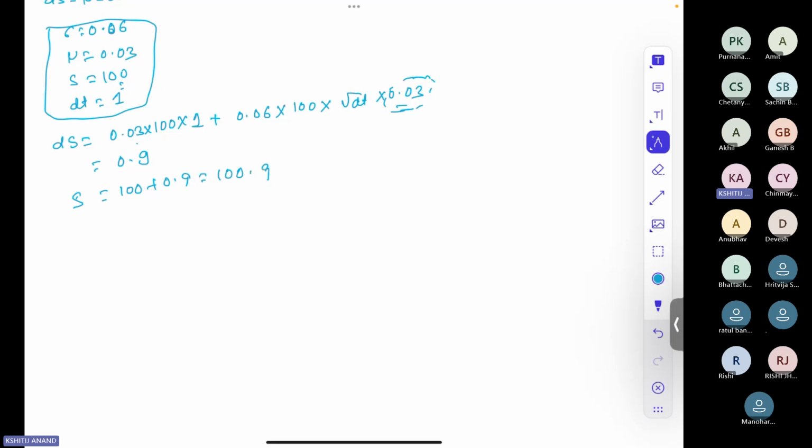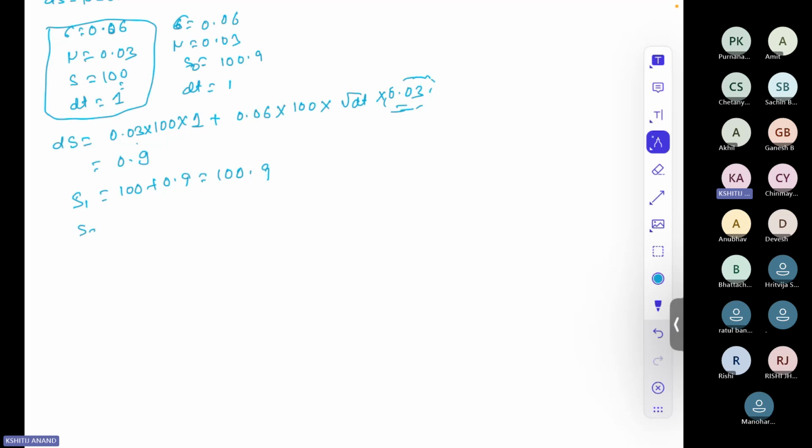Now everything else will remain same. Your sigma, because this is an assumption of geometric Brownian motion, that the sigma, that is the volatility on the stock, is same, which is sigma equal to 0.06, mu is 0.03, your S has changed, which is 100.9, and dt will always be 1, it is the initial value. Now you can calculate, so this is your S naught, maybe this is your S1. Now you can calculate S2.